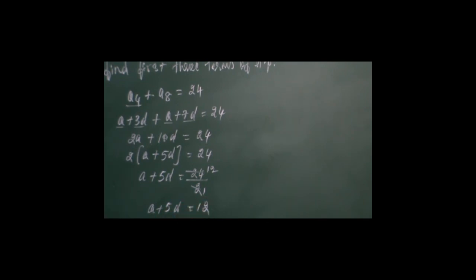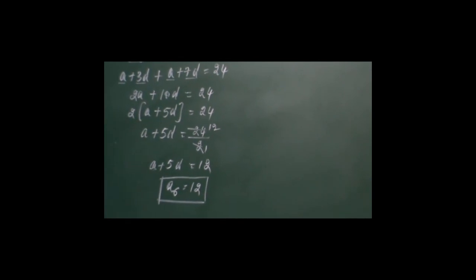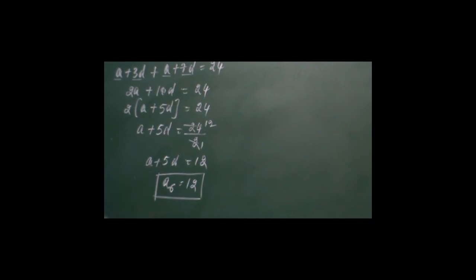Here we should recall the theory of AP. If you add 5 times the common difference to the first term, you get the 6th term, that is A6 is equal to 12. From the relationship, we have got a term here.